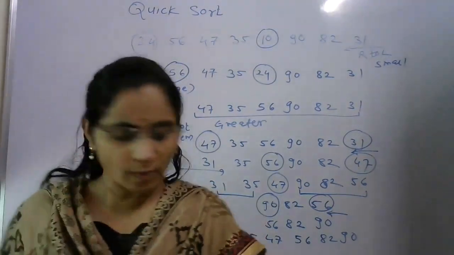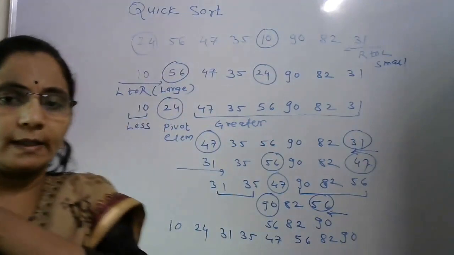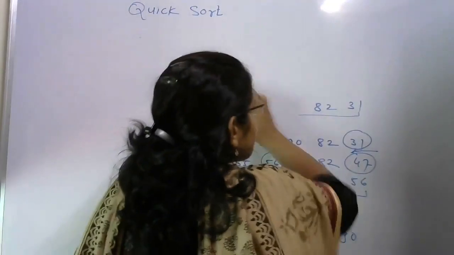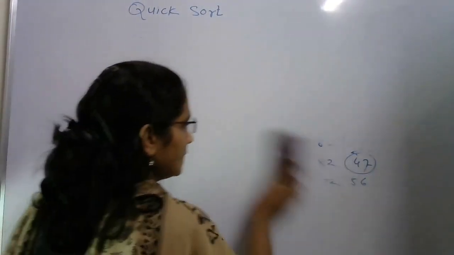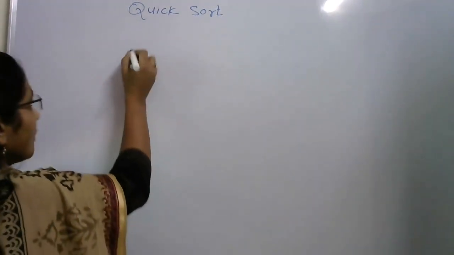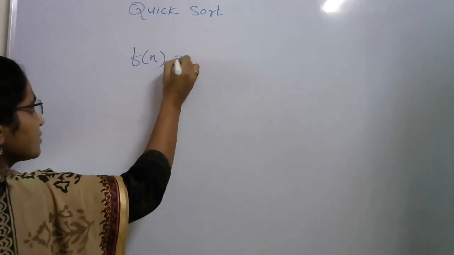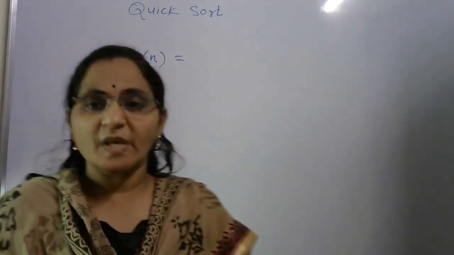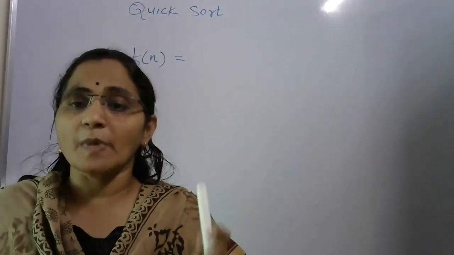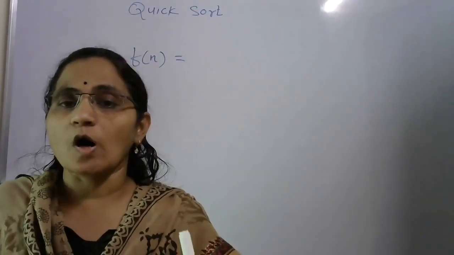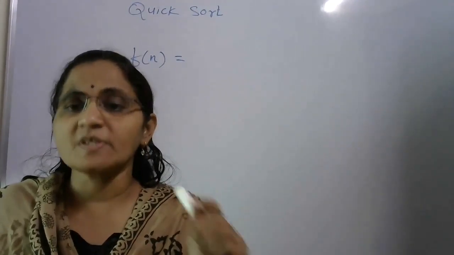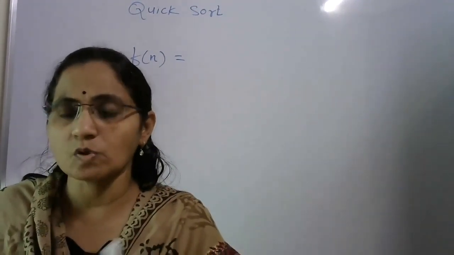So quick sort works like this, using the divide and conquer technique. Now we see what the complexity of quick sort is. The complexity of quick sort, f of n, means the number of comparisons required to sort the given elements in ascending order. So this is called complexity, meaning how many comparisons you require to sort the list.